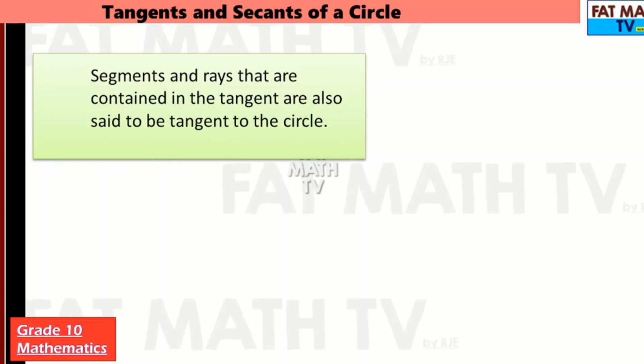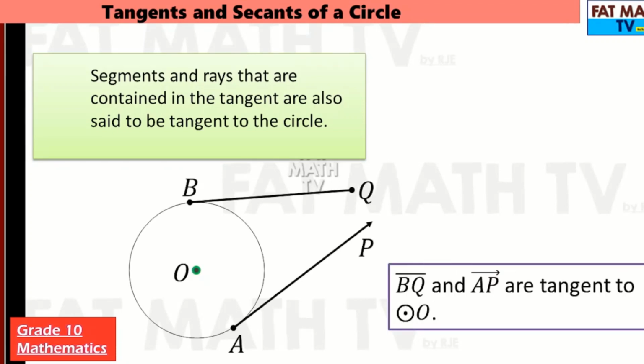Segments and rays that are contained in the tangent are also said to be tangent to the circle. So not only lines, but we can also have segments and rays. So here in this illustration, we have segment BQ tangent to circle O, and ray AP is also tangent to circle O.